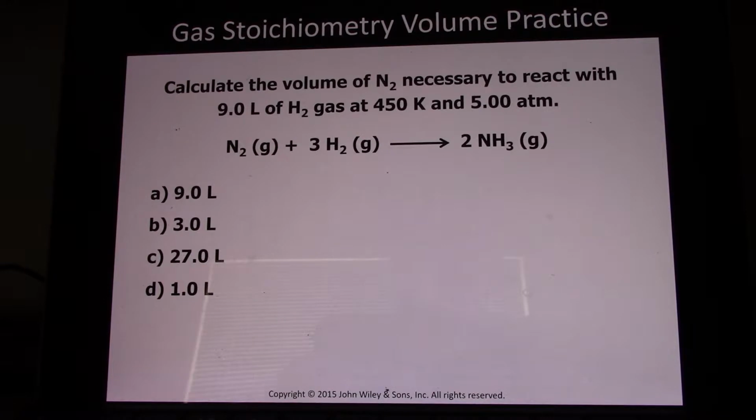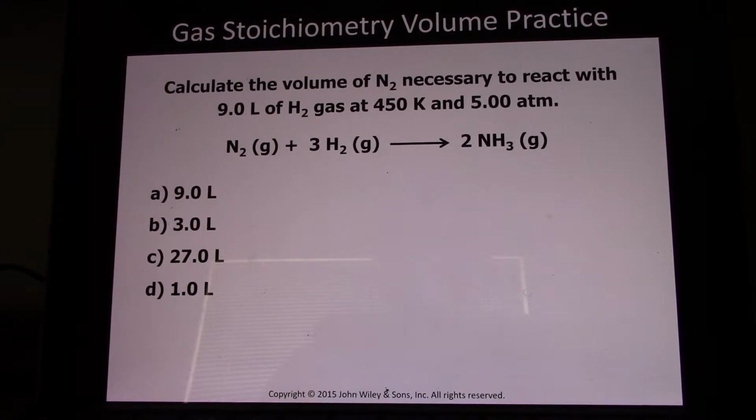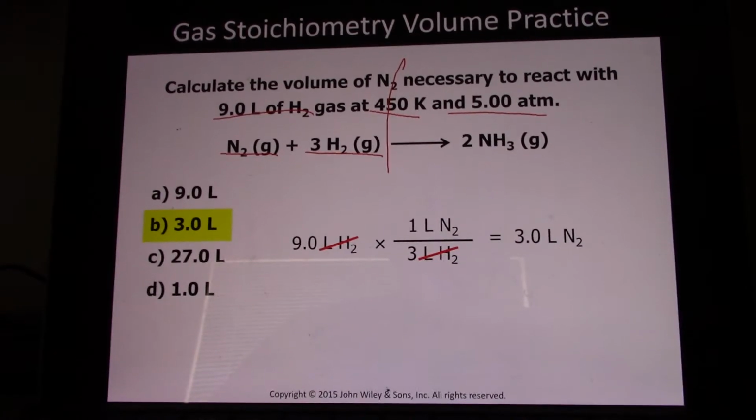Calculate the volume of nitrogen necessary to react with 9.0 liters of hydrogen gas at 450 Kelvin and 5 atmospheres. And again, it really doesn't matter what the temperature or the pressure is as long as they're constant, because these are all gases, and gas volumes are stoichiometric. And so it's a 3-to-1 ratio. If you need 9 liters of hydrogen, you need 3 liters of nitrogen.